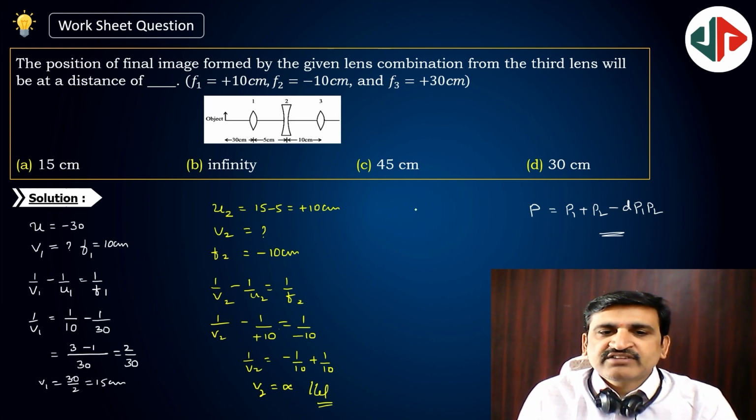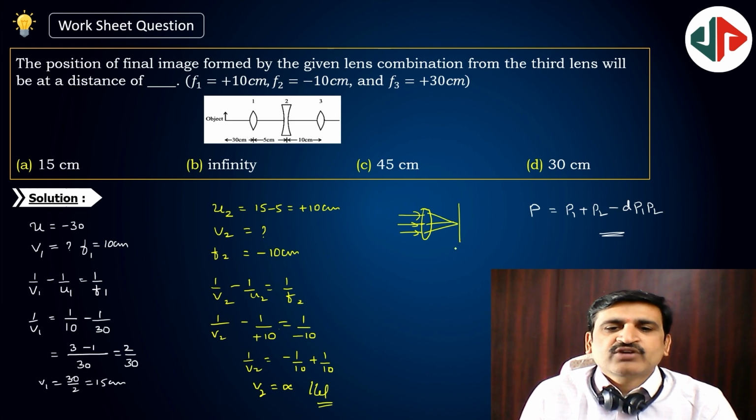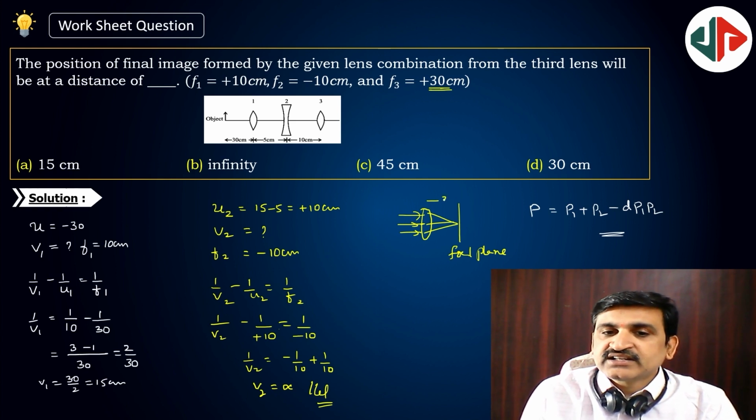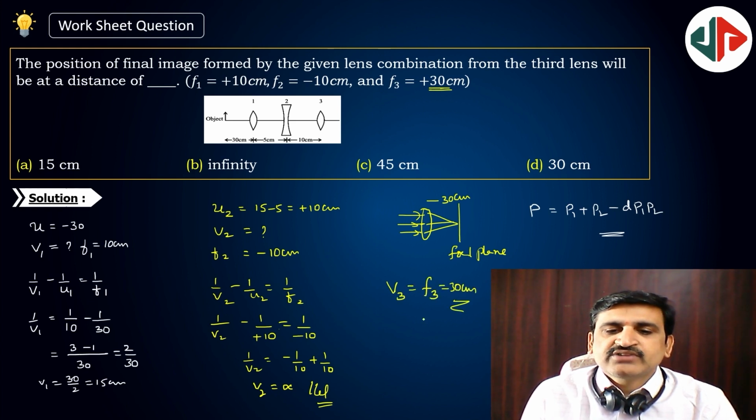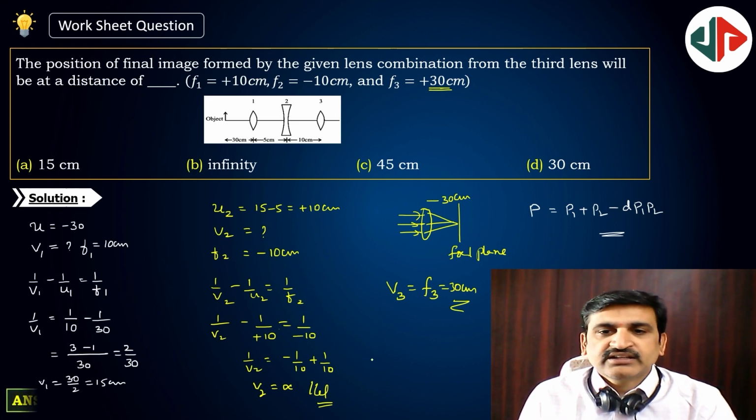Parallel rays, whenever they fall on the third lens, will be converged and form an image on the focus. Focal plane, I can call it, focal plane. So the distance is, the focus is 30 centimeters, right? 30 centimeters is the focus. So the final image distance, or final focal length, is 30 centimeters. There only it is going to form the image.